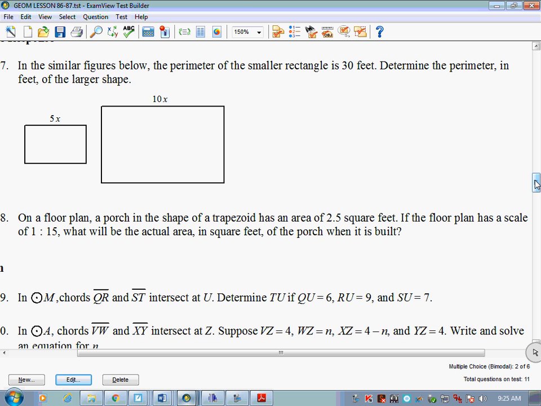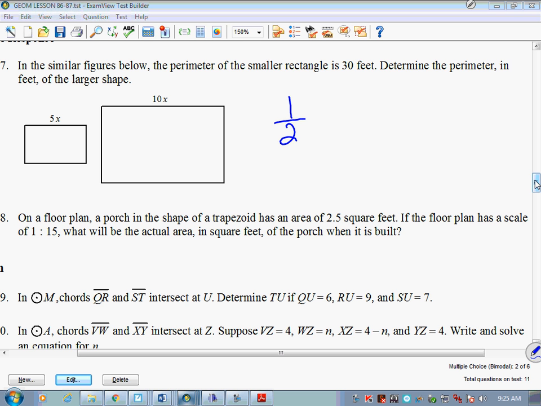All right, let's look at this one. In the similar figures below, the perimeter of the smaller figure is 30 feet. Determine the perimeter in feet of the larger shape. Well, what is my scale factor here? Can anybody tell me? What's 5x to 10x? What's 1 to 2, right? So my scale factor is 1 to 2.